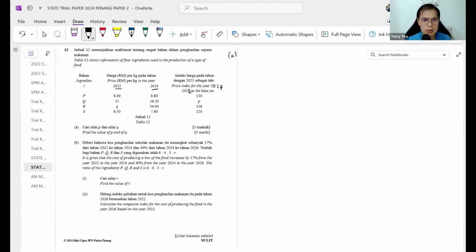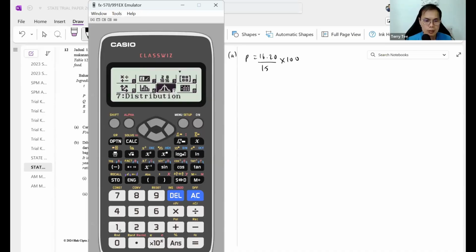So P is the price index for item Q. You can see item Q here, right? So your P will be 16 ringgit 20 cent divide 15 times 100. Use your calculator, all right? 1620 divide 15 times 100. I got 108. Yeah, P value is 108.